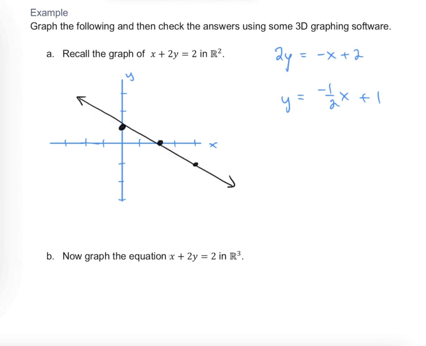Let's label these ordered pairs so that we can be real careful with our part B here. So this is going to be (0, 1), (2, 0), and then (4, negative 1). So we've got three ordered pairs that we'll take a look at when we get into R3.